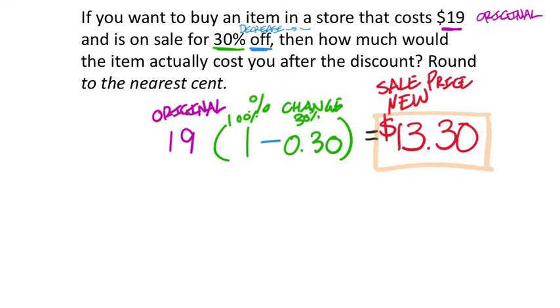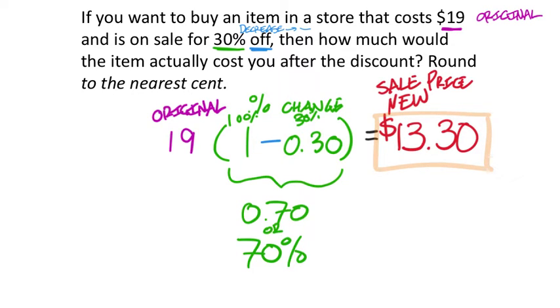Now something you'll notice from this: if you do 1 minus 0.30, it's going to show 0.70, which is 70%. Why is it showing 70%? Because this means you're paying 70% of the original price. The sale price is 70% of the original price.